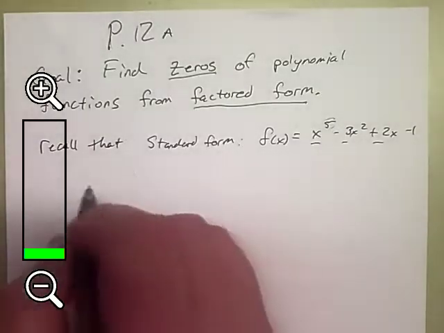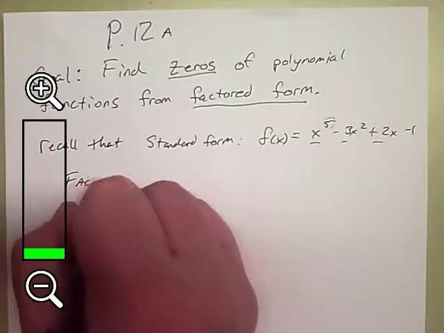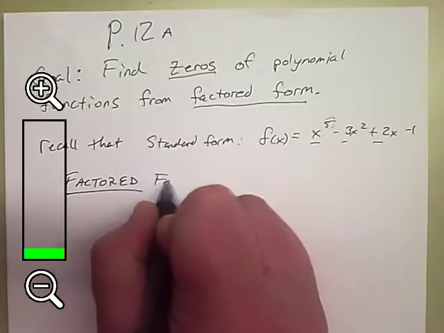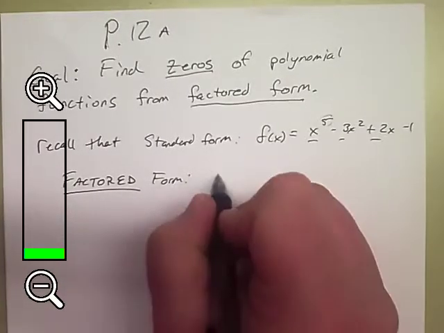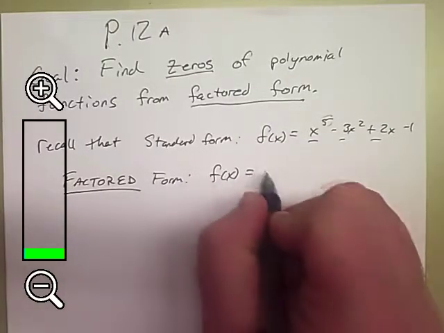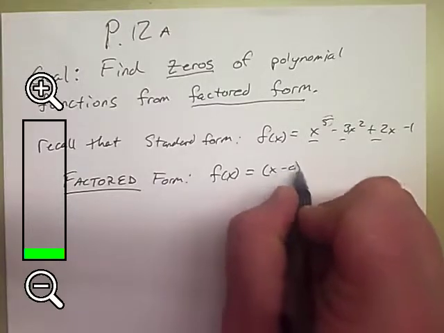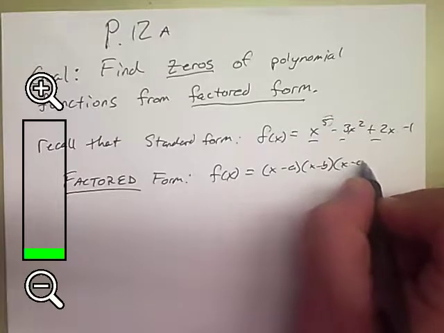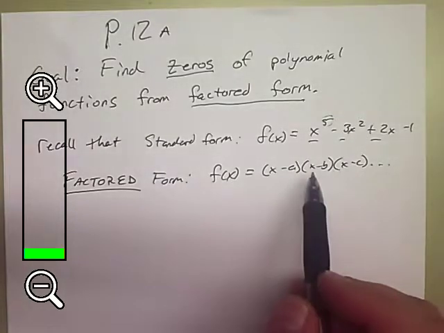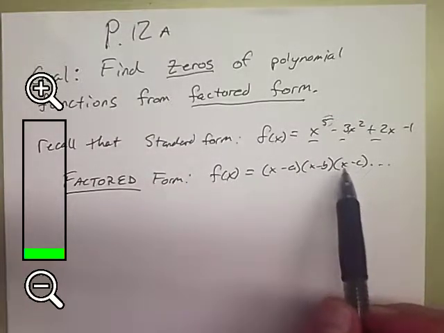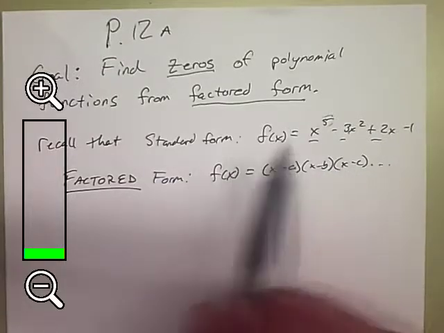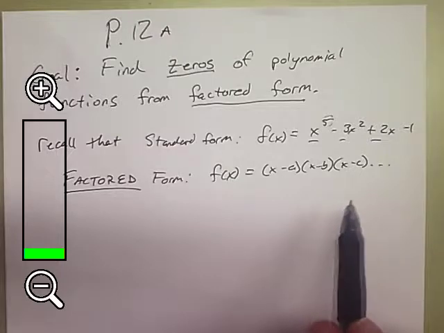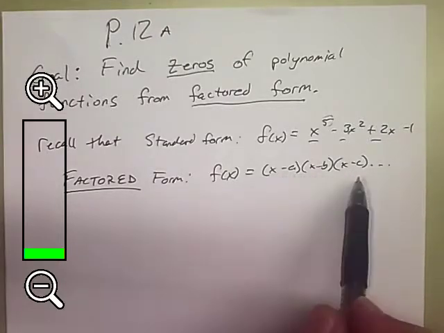Now let's take a look at factored form. So factored form is going to look like f of x equals, and then it's going to say like x minus a, x minus b, x minus c, and so on. A, B, and C are going to be numbers. I'm just saying in general, factored form looks like this, where you can see each individual factor.